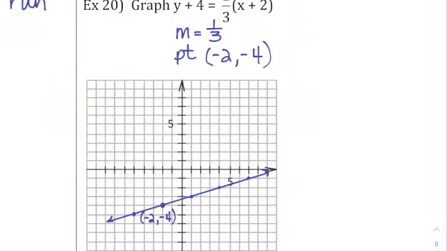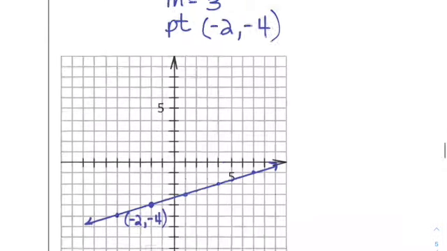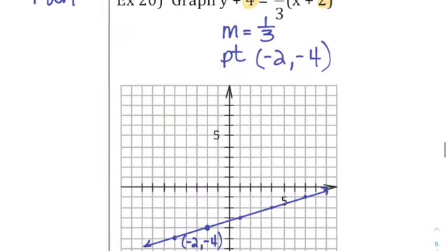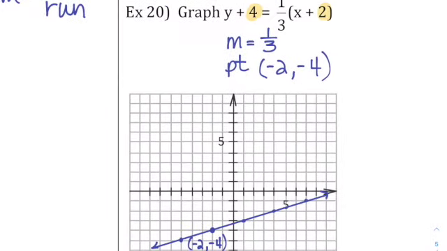Here's the answer for example 20. The slope is 1 over 3. Your point is negative 2 from here, which becomes negative, and from here that becomes negative also. And the line looks like the one at the bottom. And that concludes section 4.5, point-slope form.